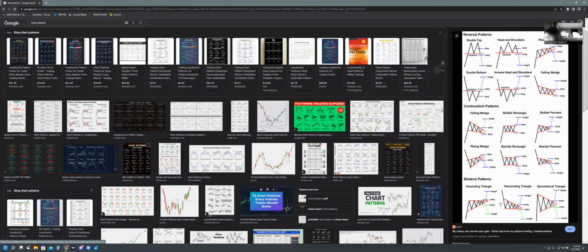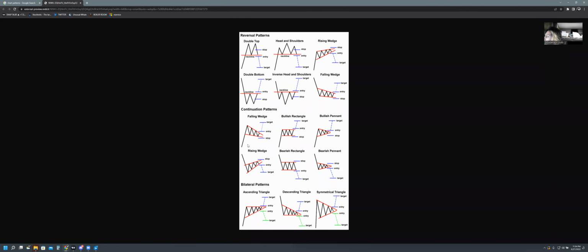They break either side. Continuations will rip one side, consolidate, and continue ripping in that same direction. Take this flag pattern, for example. Flags are continuation patterns because they rip upside, form that flagpole, consolidate a little bit sideways, and then continue up to the upside. Bear flags or rising wedges are continuations because they rip downside, consolidate, and then continue ripping in that same direction. That's why it's called a continuation.